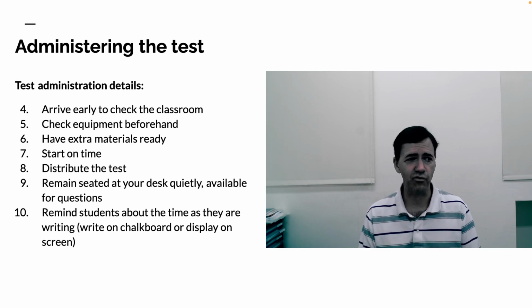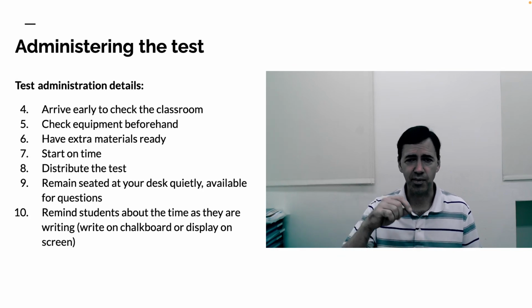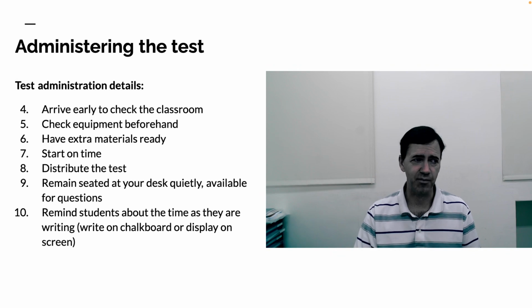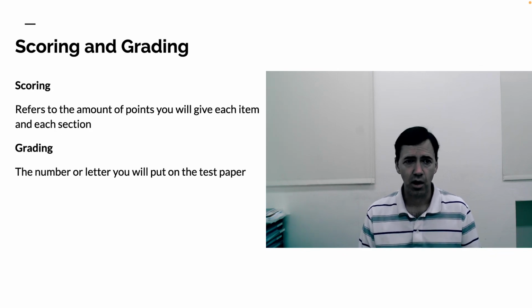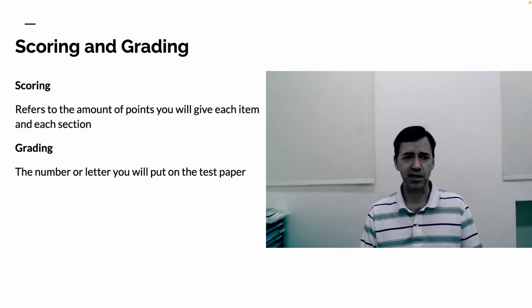So what I like to do, if it's a long test, like maybe a 2-hour test or a 50-minute test, whatever, is I write on the blackboard 50 minutes, and then every 10 minutes I'll erase it and then go down to 40. Or you can just put a timer or a clock on the whiteboard or on the screen as well.